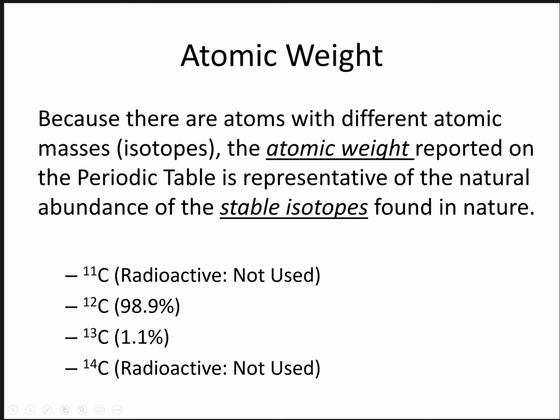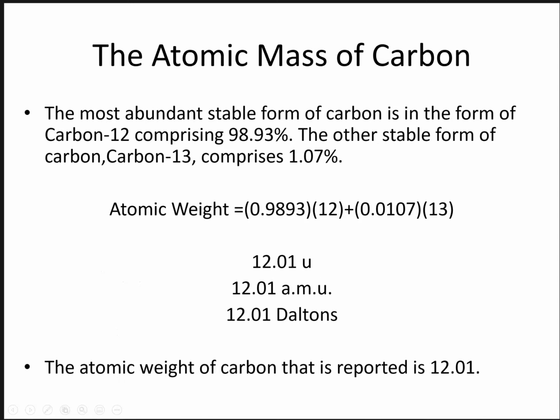Then what we do is we take the mass of each individual isotope and multiply it by its abundance in decimal form. Here carbon 12 makes up 98.93% of all carbon. Carbon 13 represents the other 1.07%. So changing 98.93% into a decimal, we get 0.9893 times the mass of the isotope, in this case carbon 12, so 12. And then we add it to the percentage of carbon 13 in decimal form times its mass. When we do that, we find that the atomic weight for carbon is 12.01.